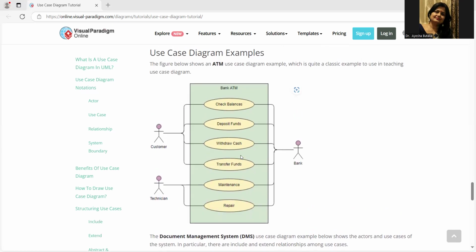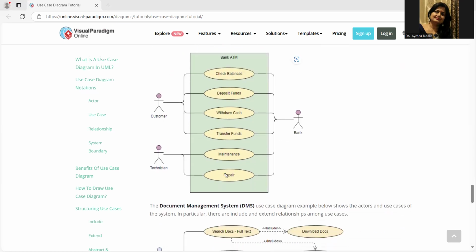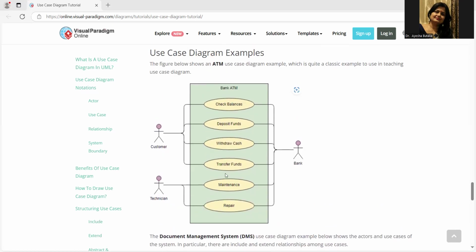ATM, which is very popularly shown with UML diagrams, especially use cases. A customer is there, who will check balance, deposit funds, withdraw cash, transfer funds, maintenance, and repair. But see, this bank ATM use case diagram doesn't include insert card. I think there should be one case. Of course, there should be much more, but this is a general use case diagram. If there is insert card and verification, this use case is very important. You can't skip that step.